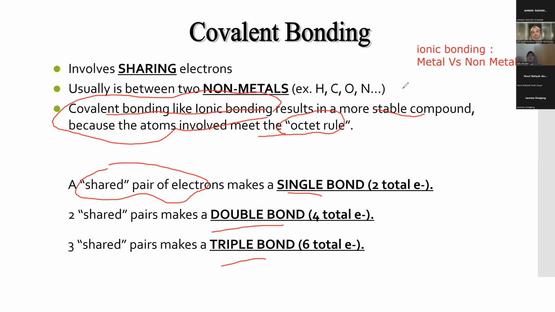Ionic bond is about loss and gain of electrons. Of course, not only one electron can be lost, but maybe two electrons, or sometimes three electrons. But the type of bond is always single in ionic bond. But in covalent bond, because it is not loss or gain but sharing, the shared electron pairs can make a single, double, or triple bond.